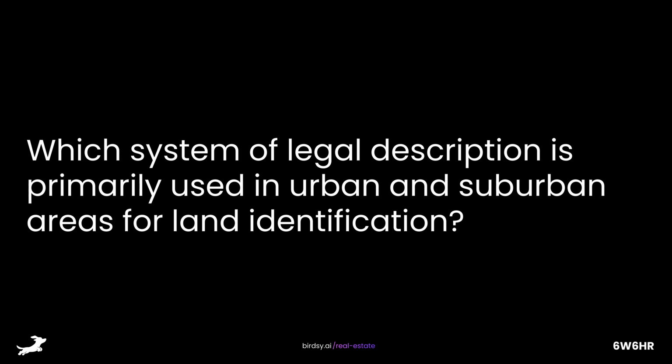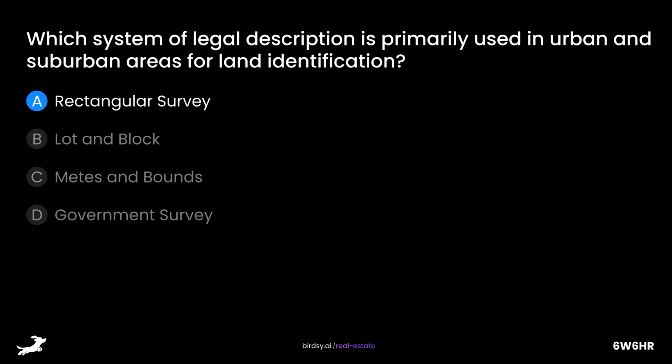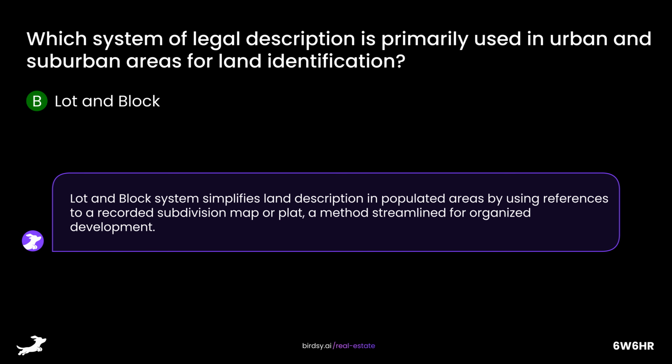Which system of legal description is primarily used in urban and suburban areas for land identification? Is it A, rectangular survey, B, lot and block, C, meets and bounds, or D, government survey? The answer is B, lot and block. Lot and block system simplifies land description in populated areas by using references to a recorded subdivision map or plat, a method streamlined for organized development.